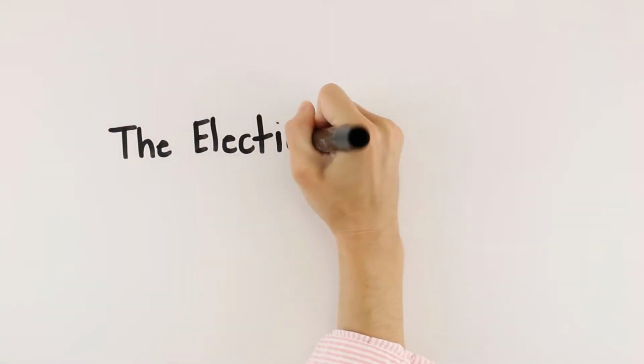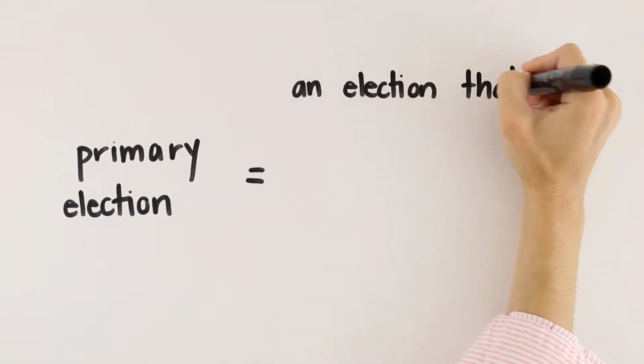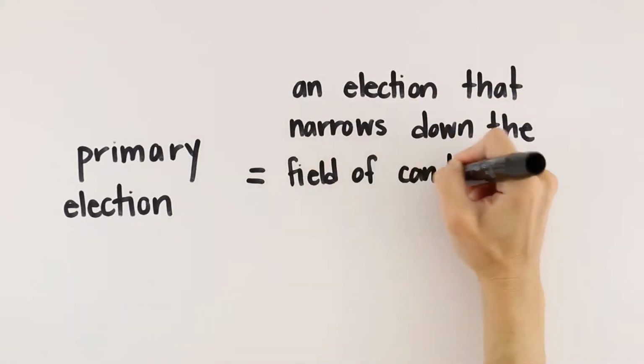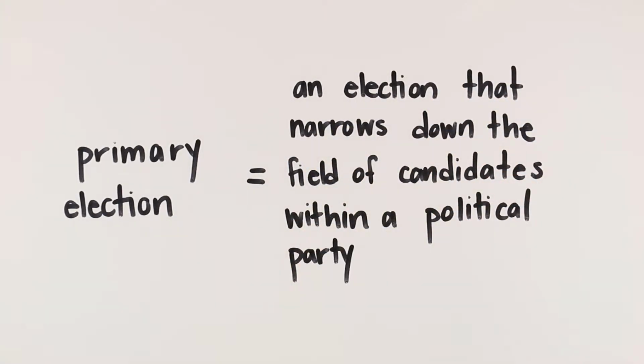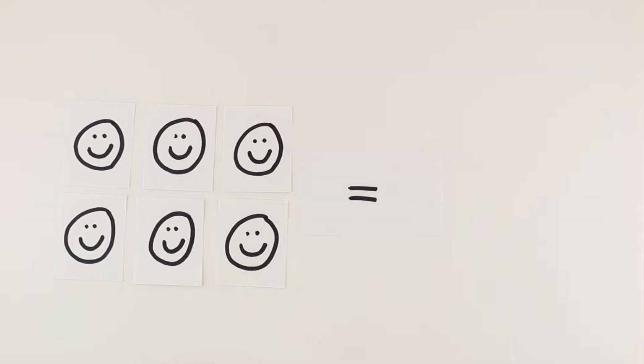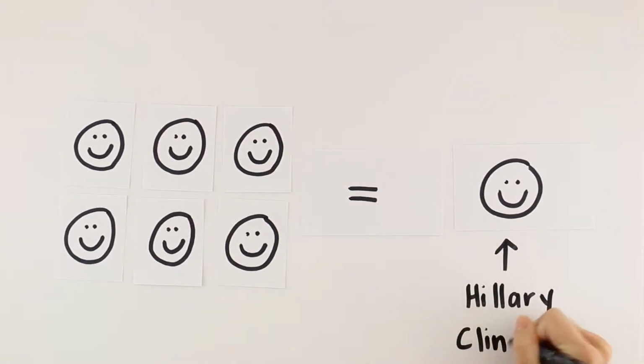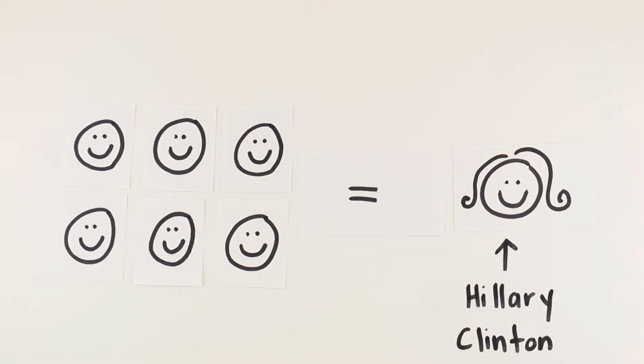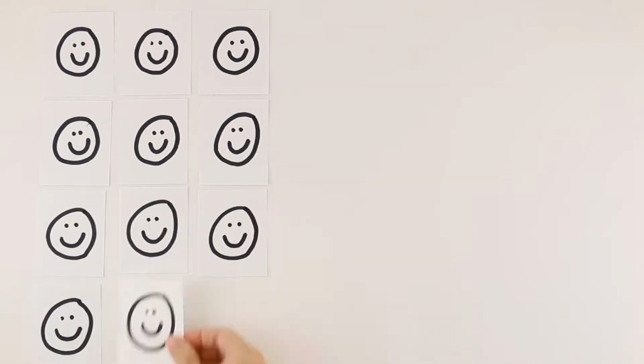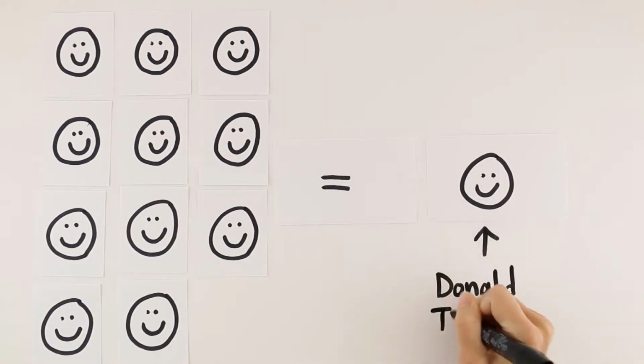Political parties play a major role in the election process. The process of whom to vote for begins with primary elections. A primary election is an election that narrows the field of candidates within a political party. For example, in the 2016 election, 6 Democratic candidates wanted to run for president. The Democratic Party used primary elections to narrow the 6 candidates down to their final nominee, Hillary Clinton. The Republican Party did the same, narrowing 11 candidates down to their final nominee, Donald Trump.